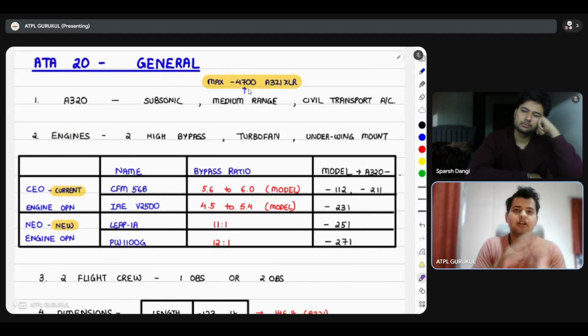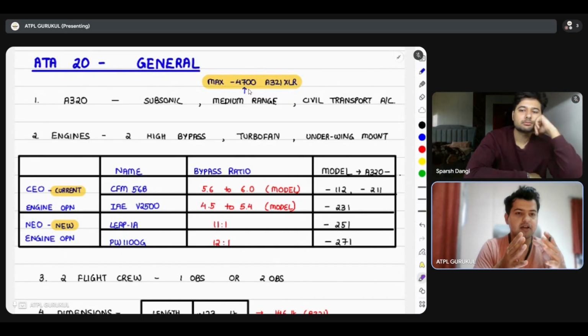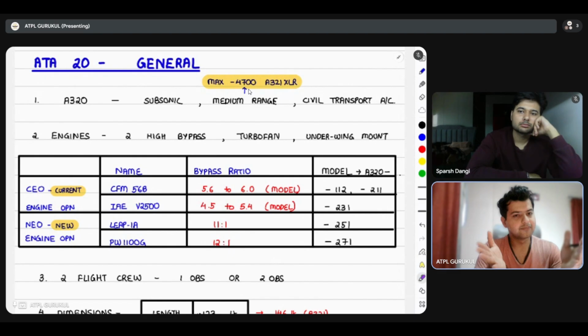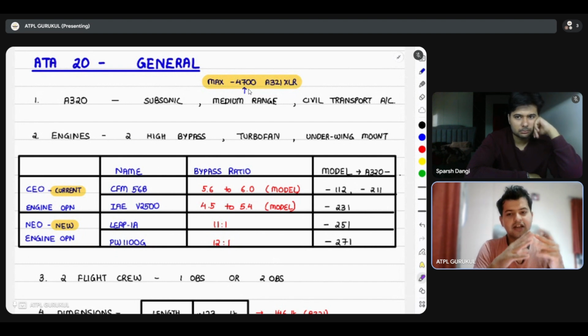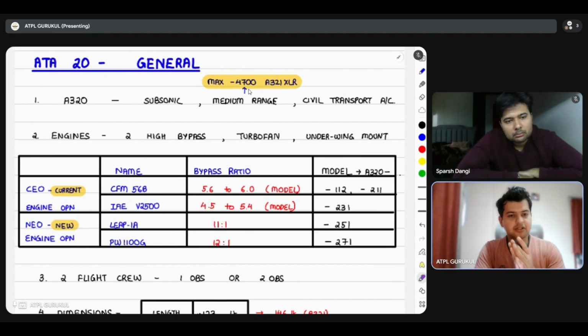Now, I understand that when you read the FCOM, there are a number of variations, a number of models, a number of MSNs, and we have a lot of variations between them. In order to simplify things for you, I have made this particular chart. We are going to study this chart now. This will highlight the differences between an A320 CEO and an A320 Neo.